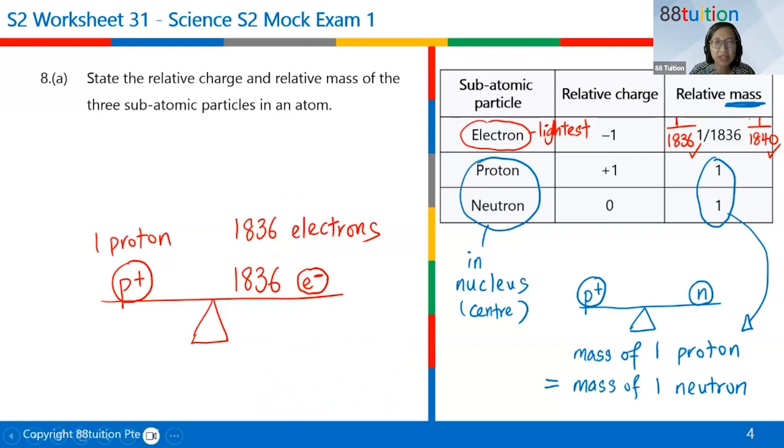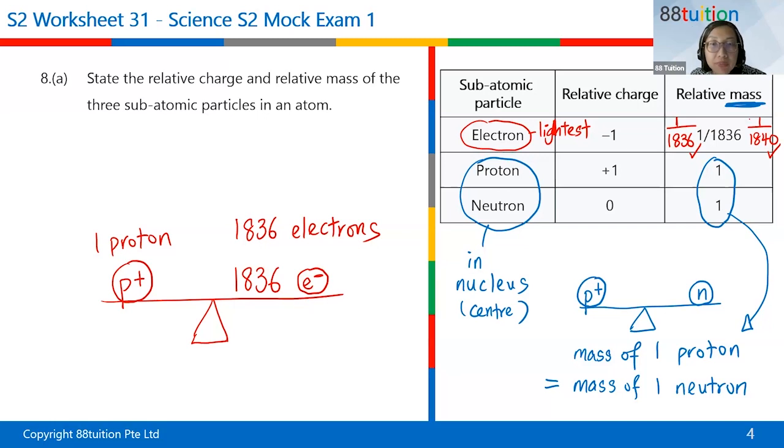All right, so this is telling you the electron is really, really light. That's why you need to put 1836 electrons together just to balance one proton on the other side. So is everybody clear? Anybody not clear, please let me know. All right, let's move on then.